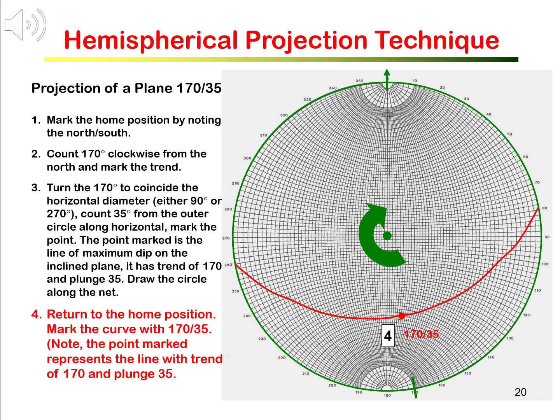Step 4, again, we need to return the tracing paper to the home position to finish up the projection exercise. Write down a note of 170/35 beside the arc, and we have done the projection of plane 170 and 35.